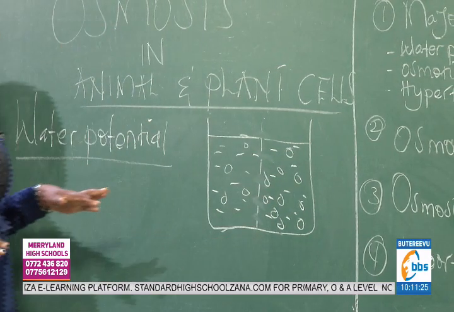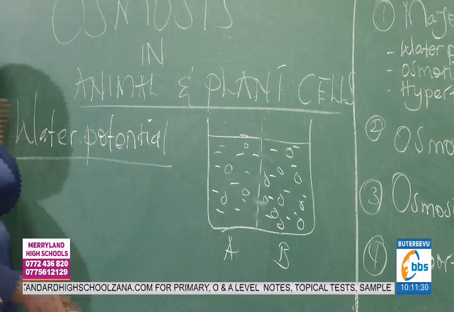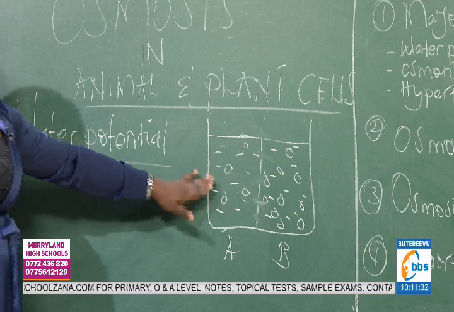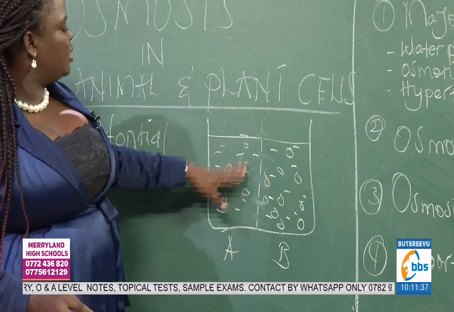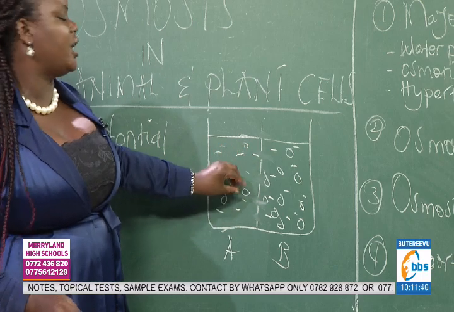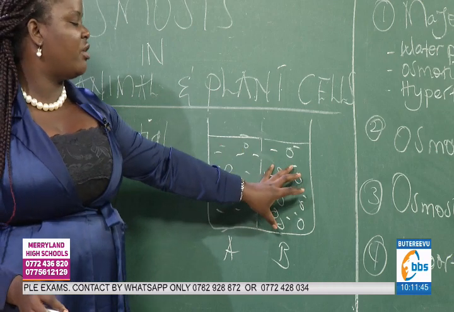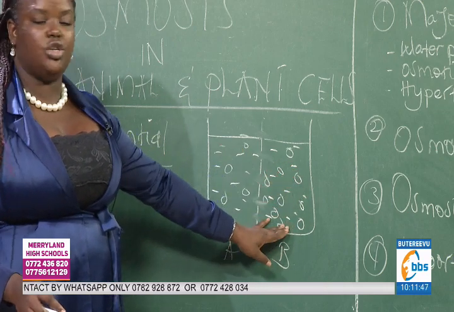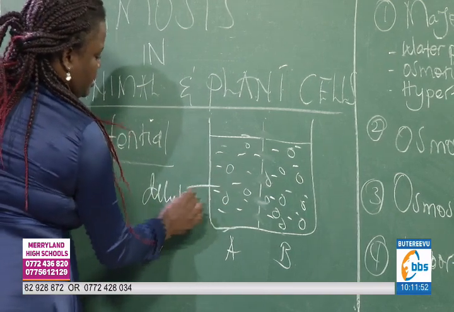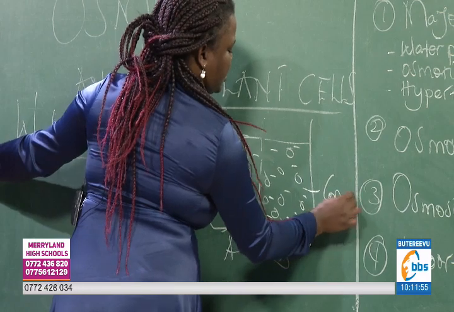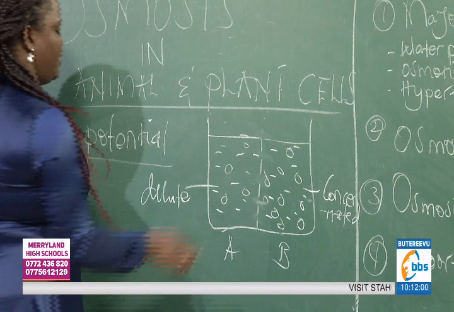So we are having two cups of tea. One is A and another one is B, and they are separated by a semi-permeable membrane. Here we put one teaspoonful of sugar, there we're putting four. So here, because the sugar crystals are few, the water concentration is very high. And here, because the sugar crystals are very many, the water concentration is very low. So this one is dilute. This one is concentrated. It has concentrated sugar crystals. So this is sweeter than A.